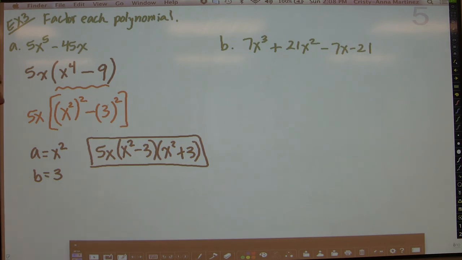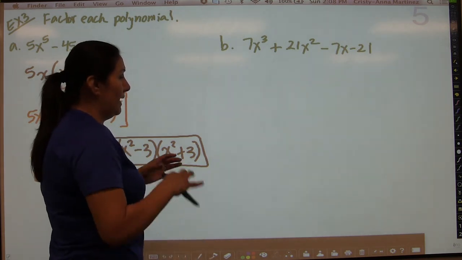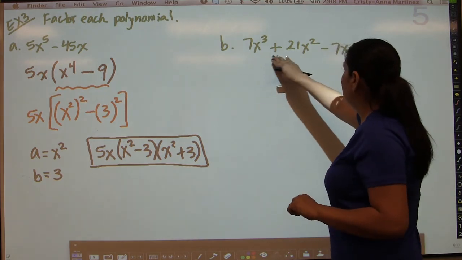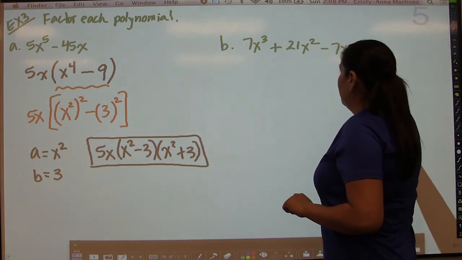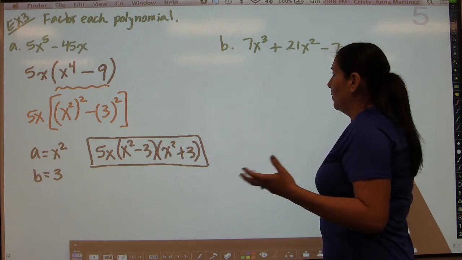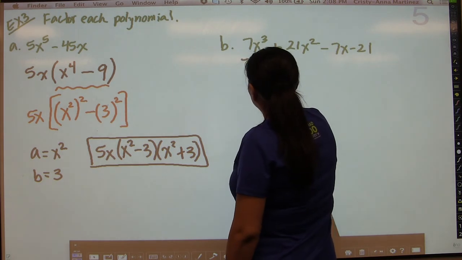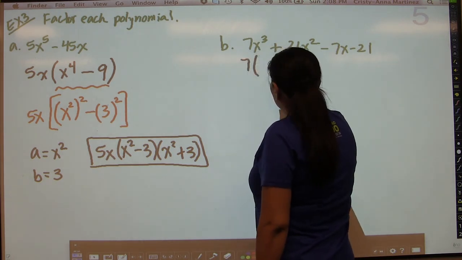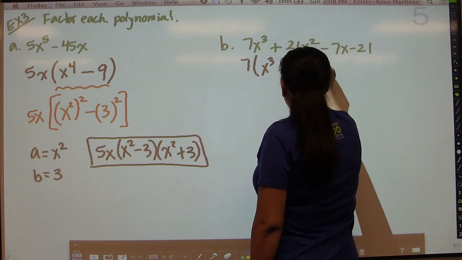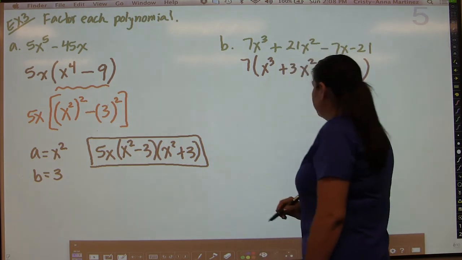And then in part B, we have a similar scenario happening where we want to combine techniques. The first thing I noticed is that they all have 7 or 21, and we know that 21 and 7 have a common factor, which is 7. So the first thing I'm going to do is to factor out the 7, which will leave me with x cubed plus 3x squared minus x minus 3.